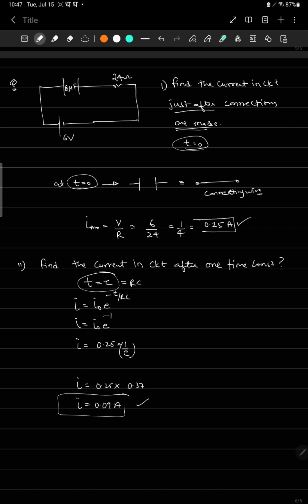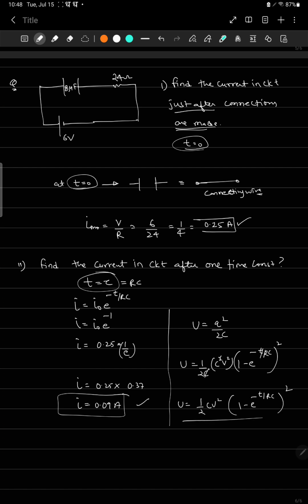Okay, and energy stored we can calculate. If I ask what is the energy stored, U is equal to Q square by 2C. We know the Q expression: 1 by 2C, Q is C square V square, 1 minus e to the power minus t by RC, the whole square. So here we get the energy also: half CV square, 1 minus e to the power minus t by RC, the whole square. So the point is we can calculate these questions now.